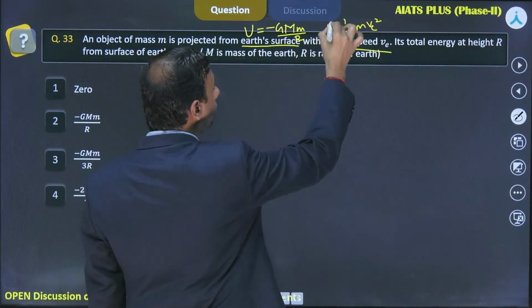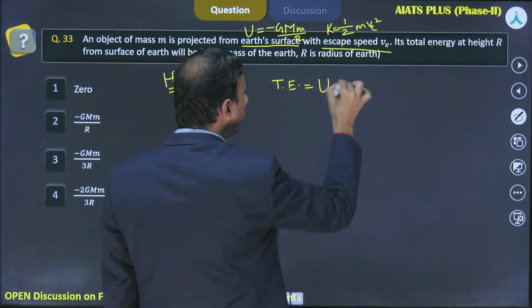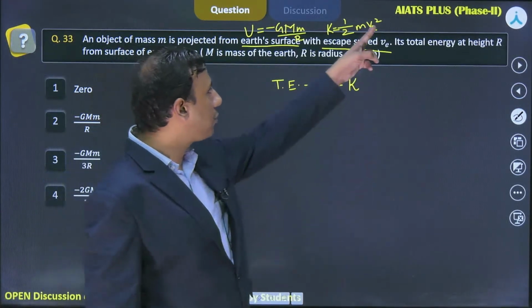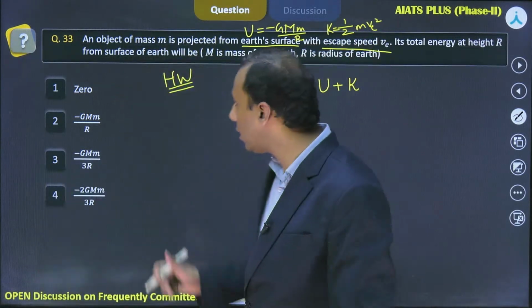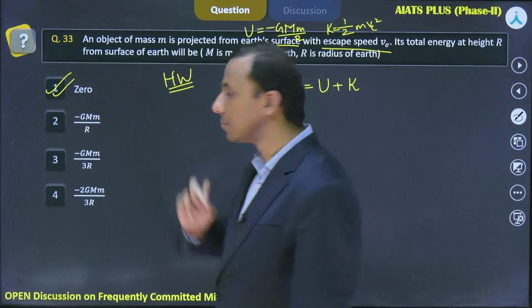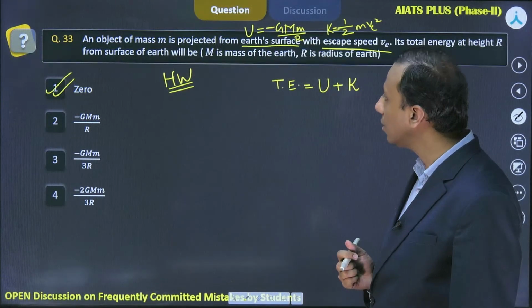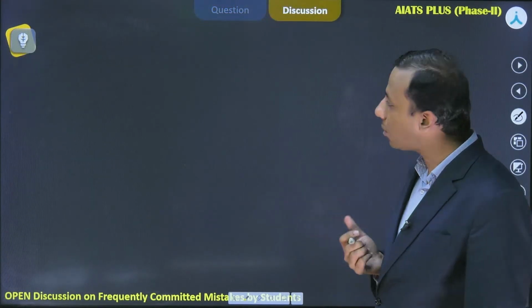Simply, total energy will be potential energy plus kinetic energy. Okay, it's a very simple question. Just substitute the expression for VE over here and add them up. All right, and this will come out to be 0. So please check out this question. Just substitute the expressions, and let me give you a similar question also.